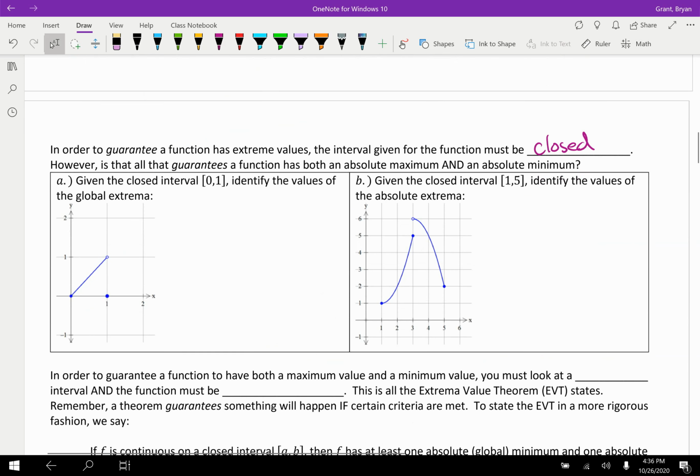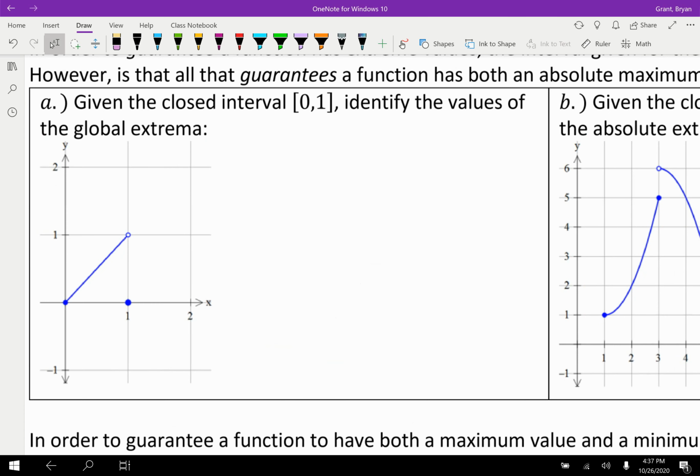Now let's go a step further, because is just having a closed interval enough to guarantee a global max and global min, to guarantee extreme values? Well, let's look at this guy. Closed interval, right? Very nice right here. Identify the values of the global extrema.